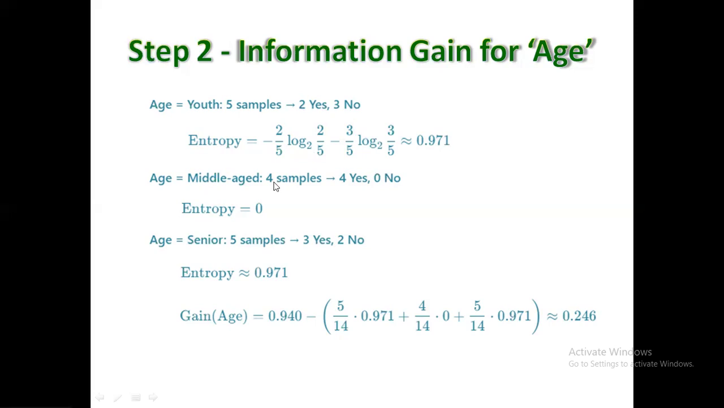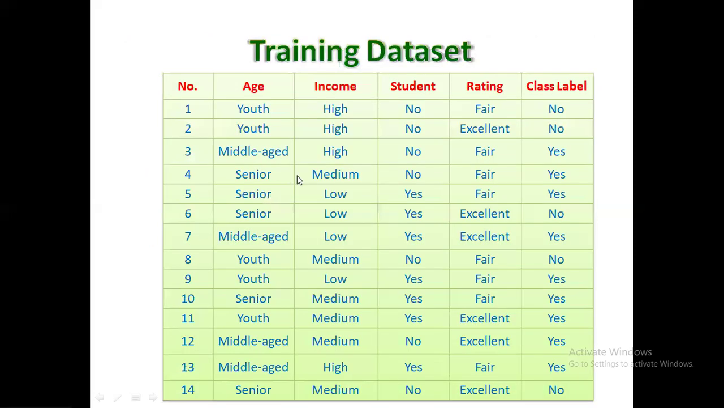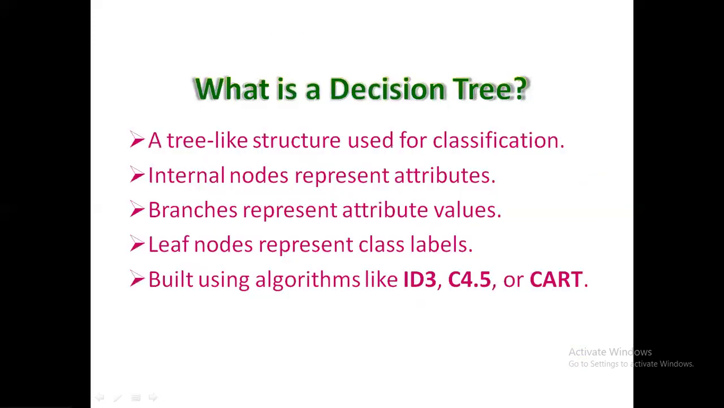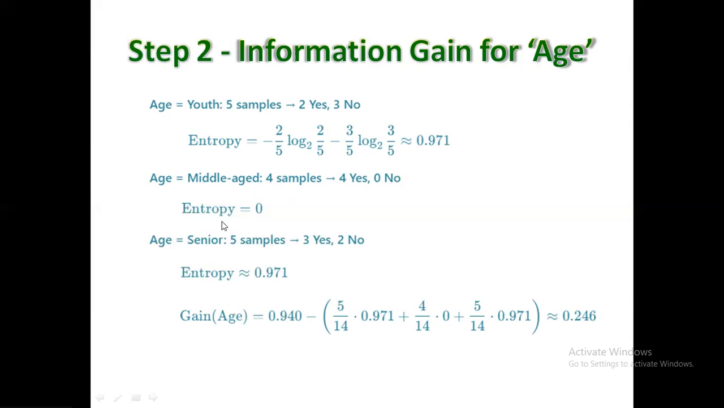Similarly, middle aged has 4 samples, and as I've told, all class labels are yes, and 0 no. Entropy is 0 because the values are equal. Senior is next: 5 samples, 3 yes and 2 no. If you calculate, 3 divided by 5 into log 2 of 3 divided by 5 and so on, we get the same value, 0.971.